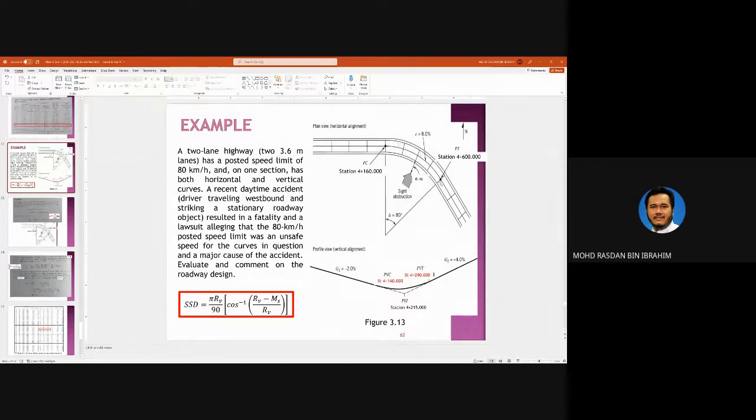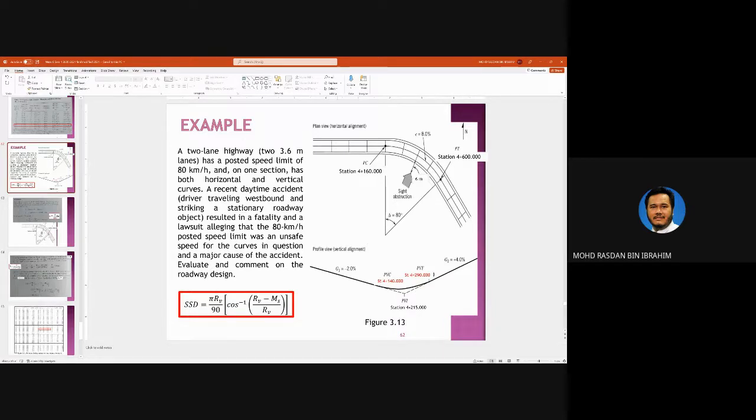This curve here, if we go from left to right, this is a curve to the right. Okay, this is the horizontal alignment plan view, and the profile view is this. So it is a vertical curve overlapping combined with vertical alignment. This is the gradient G1 and G2, and this is the stationing for the vertical curve points PVC and PVT.